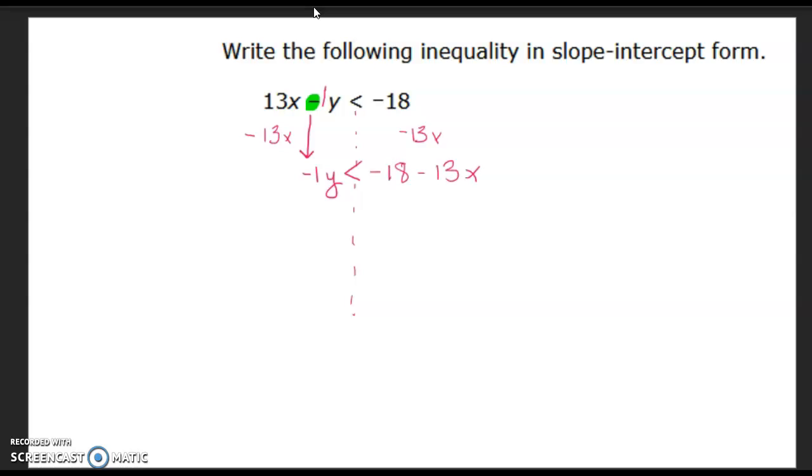Now again, these are not in the same order. Remember that x has to be first. You can either do this on your own when you do this or make it a second step. Either way works for you. So we have -1y. I am just going to flip those. So I'm going to have -13x minus 18. I just flipped the two.